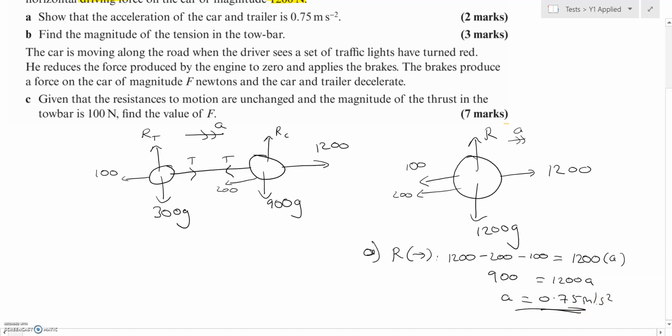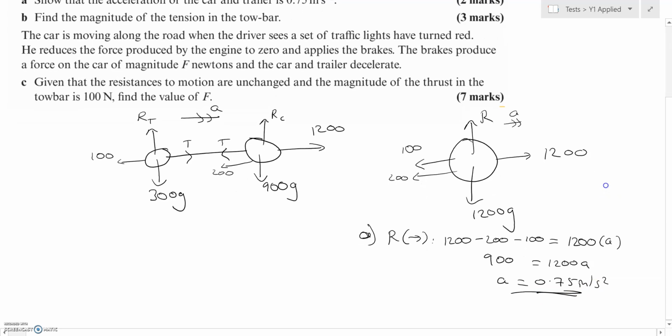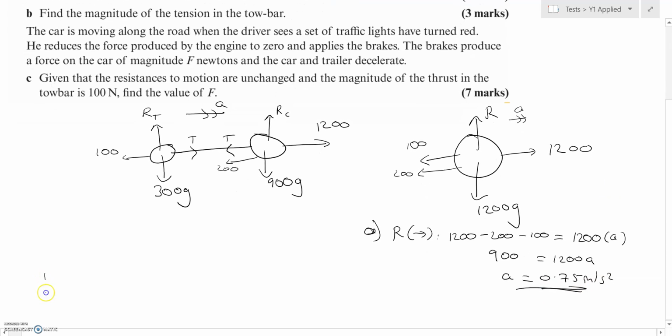Part B then says find the magnitude of the tension in the tow bar. In order to do this, we look at each individual particle. So just pick one of the particles. I'm going to pick the trailer. The trailer's got tension going forward. It's got a reaction on the trailer, backwards 100 and a weight of 300 g. And now we know that the acceleration is 0.75.